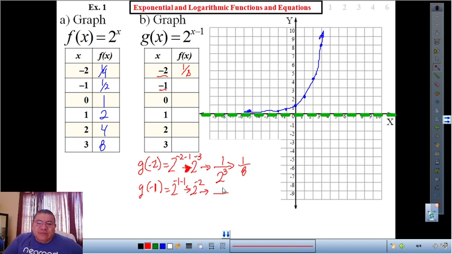So this is 1 over 2 to the second, and this is 1/4. That goes right there. Let's go with the next value, which is 0. G of 0 equals 2 to the 0 minus 1, which is 2 to the -1, which is 1 over 2 to the first, which is 1/2.